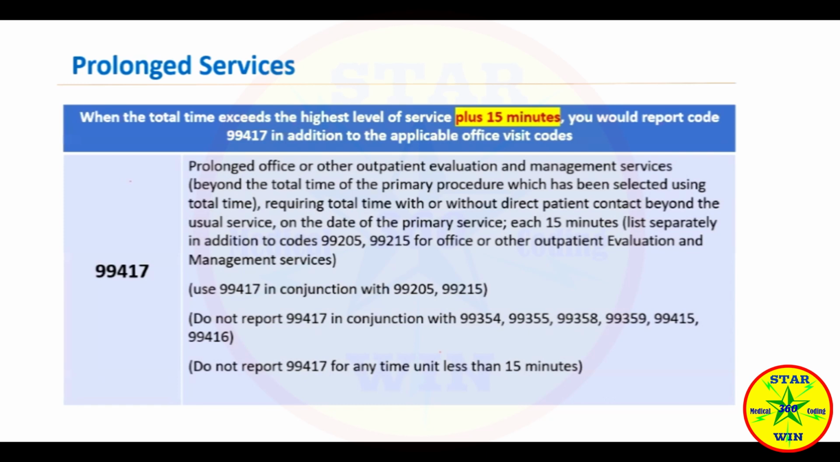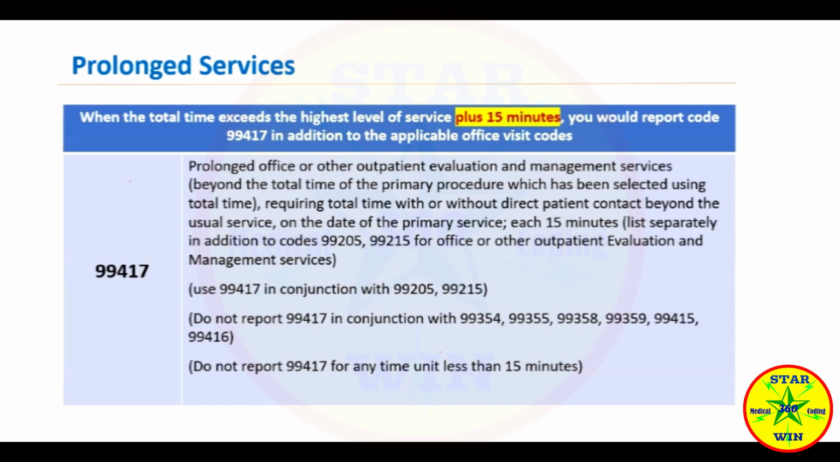So you would report code 99417 in addition to the applicable office visit codes. We know there is a separate set of codes for prolonged service for office visits and for inpatient services as well. So we have two codes: one code is applicable for 1 hour and an add-on code is applicable for each additional 30 minutes. But in 2021, only a single code is applicable for prolonged services, and only 15 minutes is required to assign the new code.